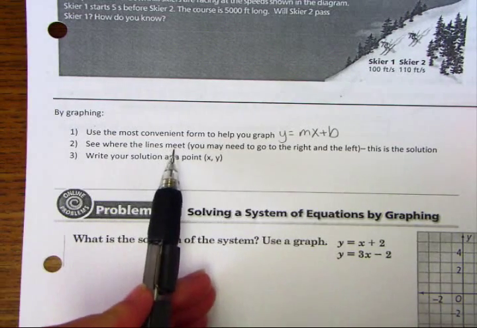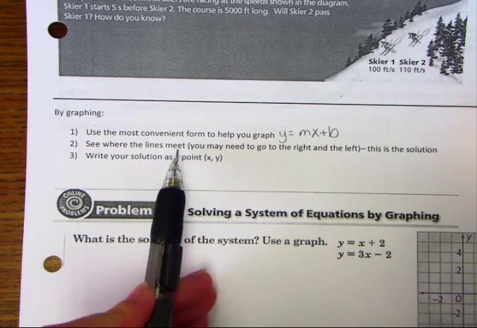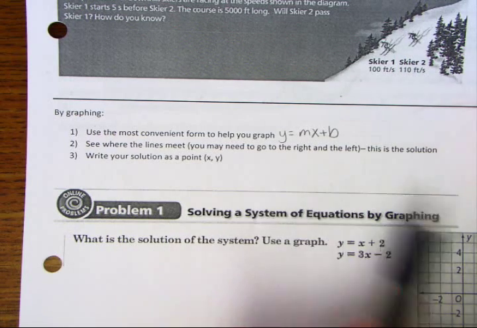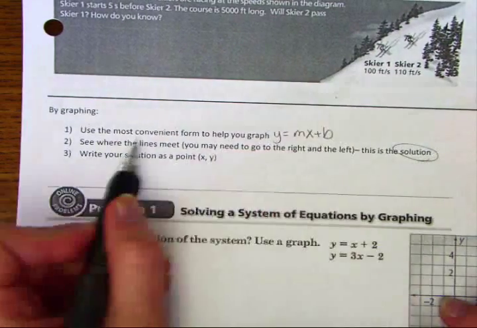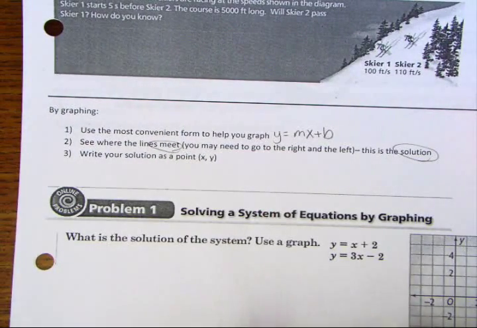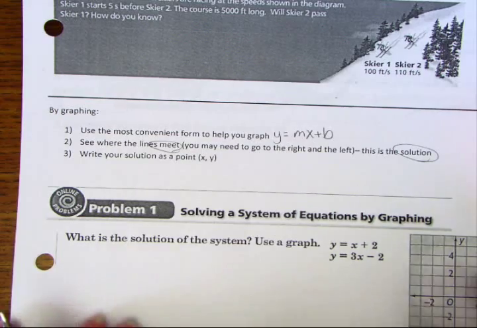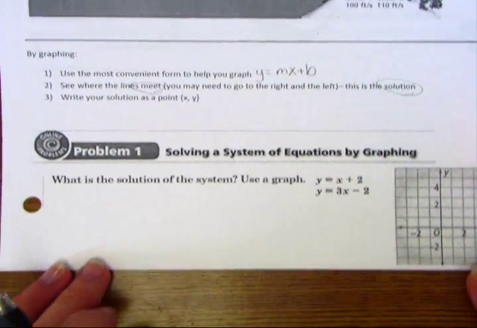You're going to see where your lines meet, or the math word, intersect. You might need to go left and right in order to find this. This spot is the solution, so where they meet is the solution. You are then going to write your solution as a point x comma y.